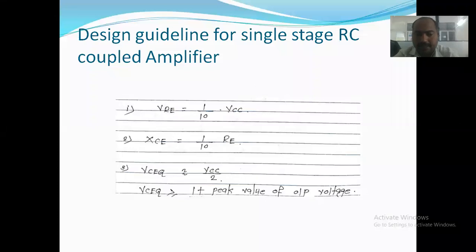Then XCE means the reactance of the capacitor in the common emitter amplifier. XCE equals 1/10 RE. That is the formula for finding XCE. Third formula: VCEQ, which is nearly equal to VCC/2. You see that sign, nearly equal to. So if I apply VCC as 10, your VCEQ comes to about 5 volts. Or there is another formula: VCEQ greater than or equal to 1 plus the peak value of the output voltage.